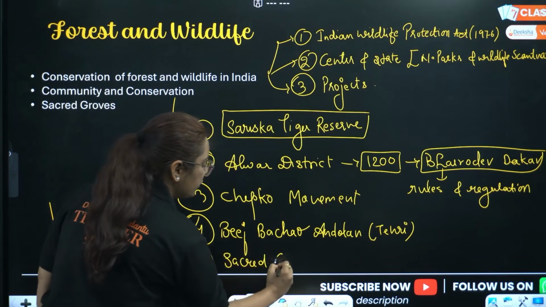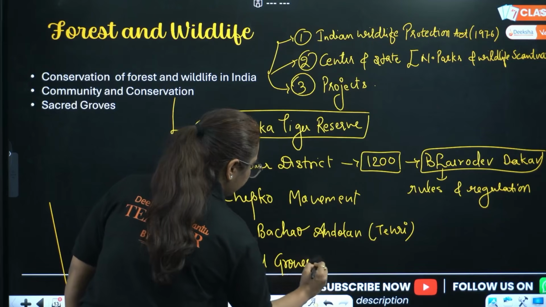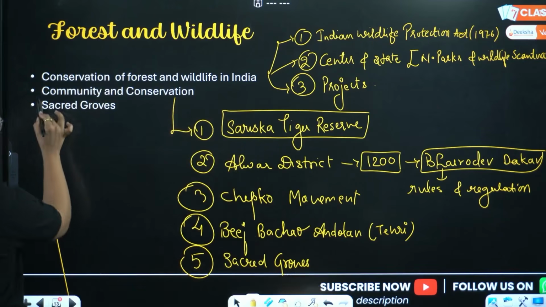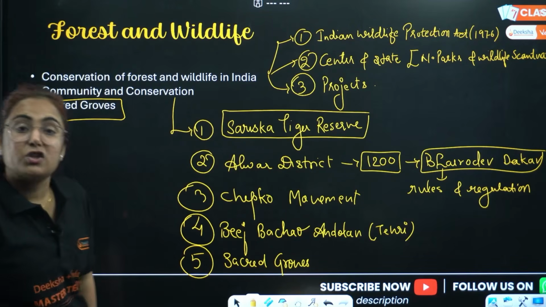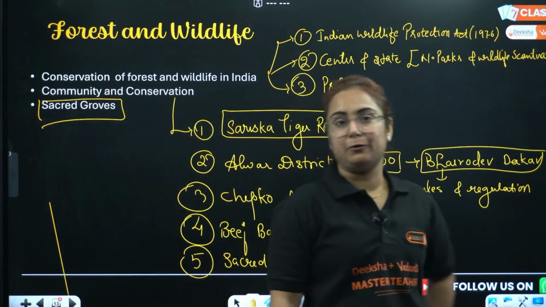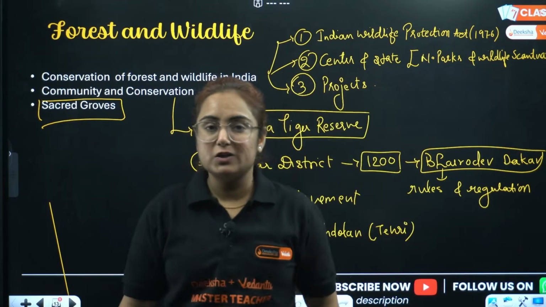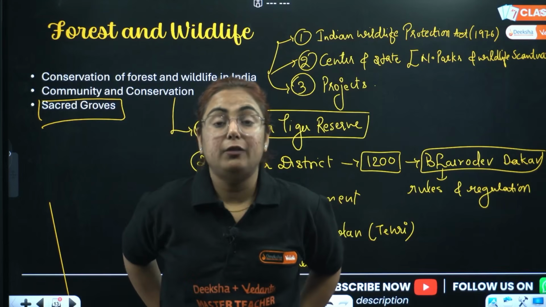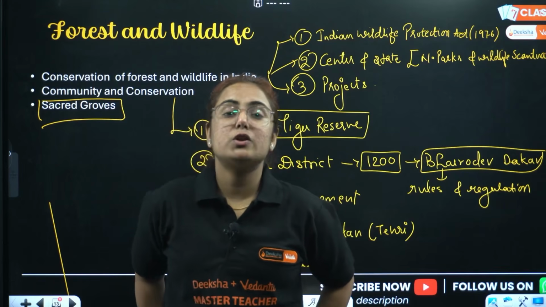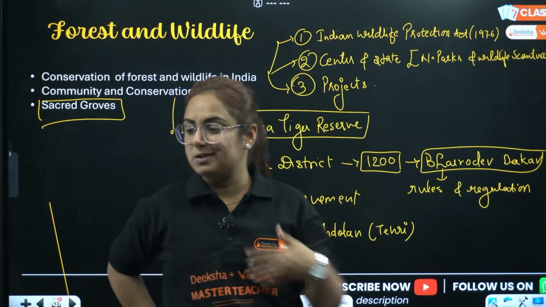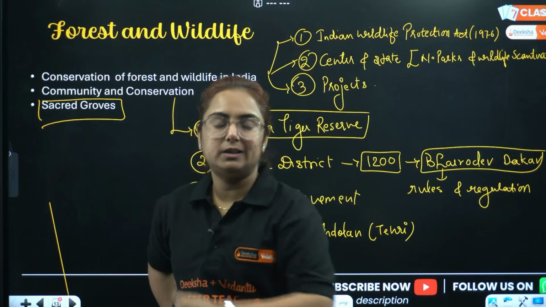What are sacred groves, bacha? In Indian tradition, we know that we worship the forest, the wildlife. Right? Gau Mata we call, Tulsi Devi we call. So why? Because seeing the features of the forest and wildlife, we worship them. Just this is made mandatory to protect them.